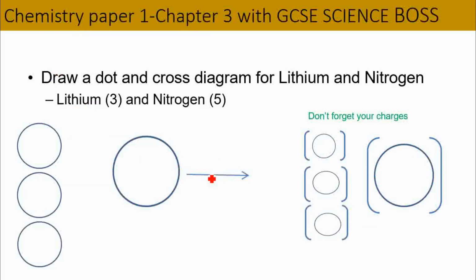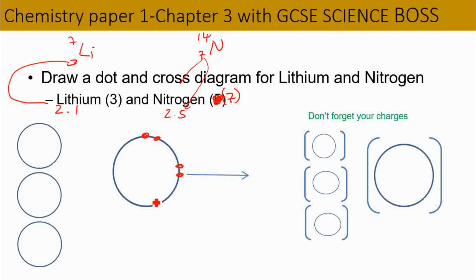Let's look at lithium. Okay, lithium, which is 3. So lithium, if you look at your periodic table, is going to be 3 and 7, and nitrogen, if you look at your periodic table, okay, this should actually be 7. So nitrogen is going to be 7 and 14. Okay, so using that, lithium is going to be 2, 1. Nitrogen is going to be 2, 5. So here are the 5 electrons on the outer shell. Good, that's your nitrogen, and here's your lithium.